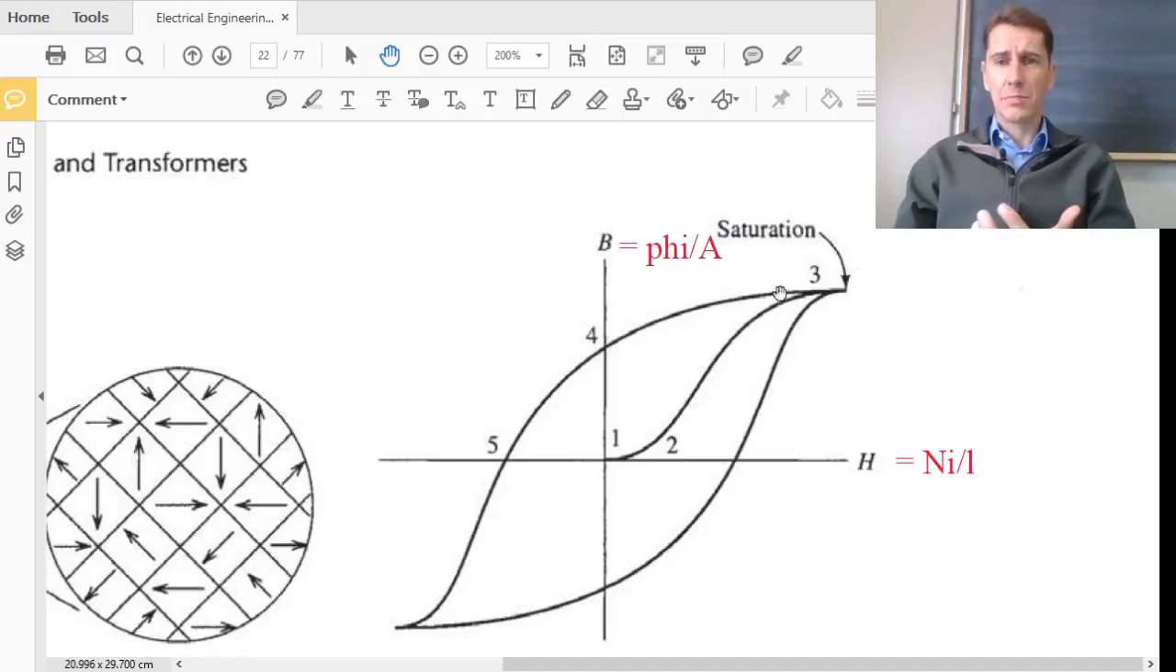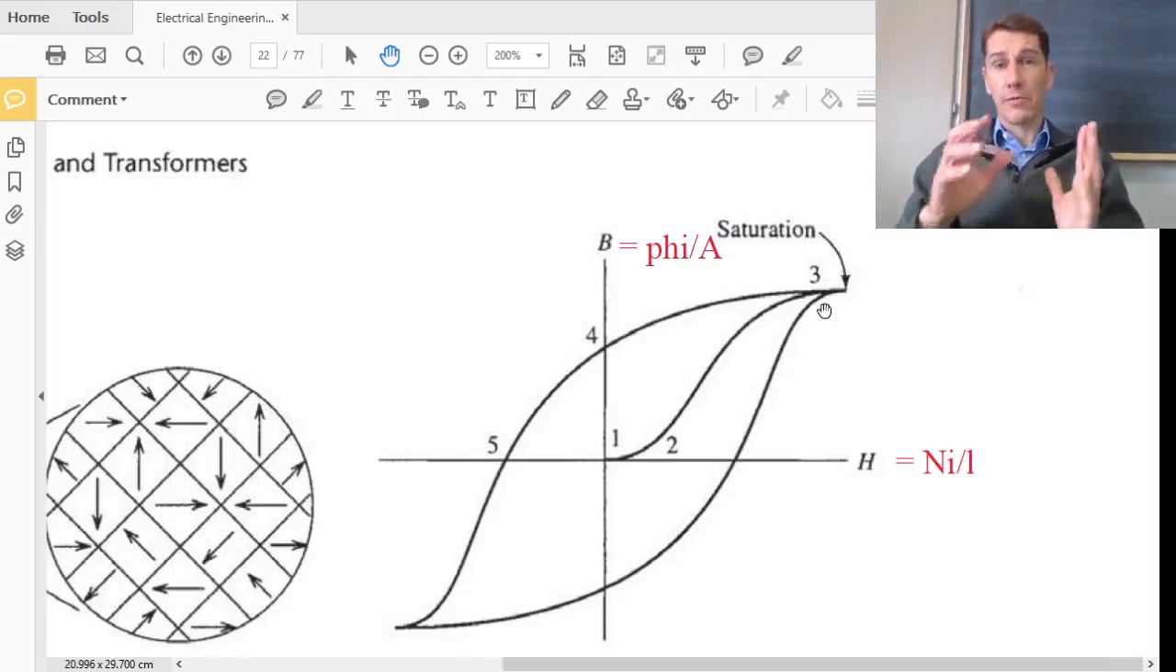So at this point up here, at point number 3, it doesn't matter how much extra current you put in, there's just not any more domains left to align in the direction that you want the flux, or that you are pushing the flux. So that's the point of saturation. All right, so no more domains that can point in that direction.